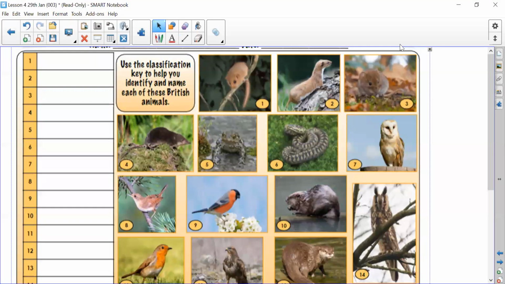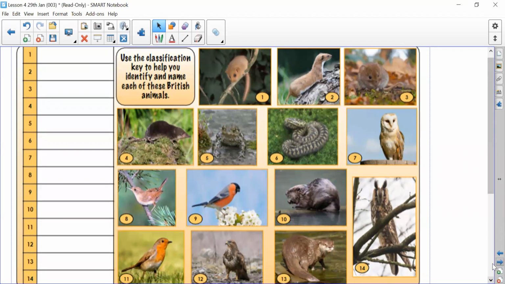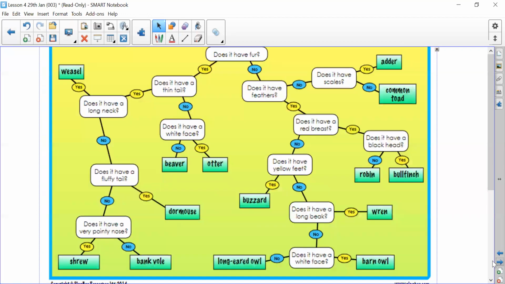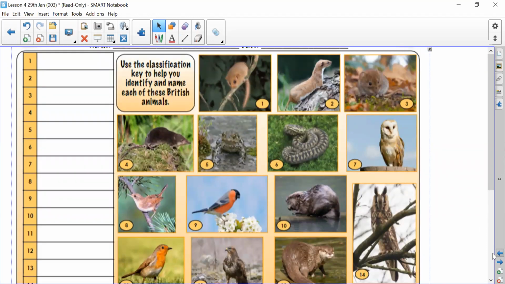If for any reason you can't get onto Teams and you want to carry on doing it here, then here are lots of other animals for you to try and identify. Fourteen altogether. And this is the classification key that you will need for that. Okay, happy identifying. I'll just put it back one more time, but you can pause it.